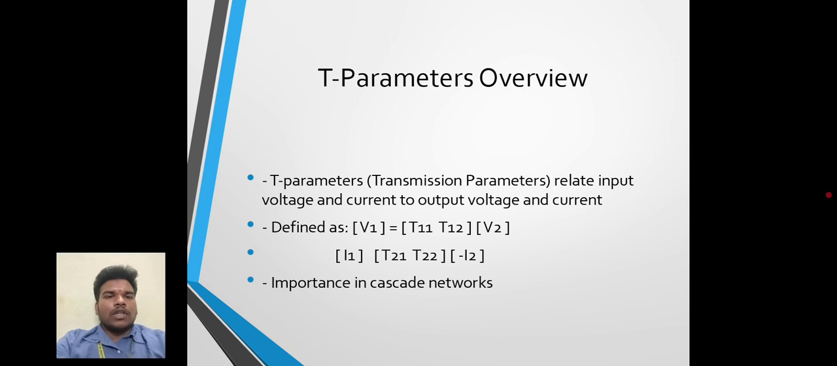T parameters overview, that is nothing but transmission parameters. These relate input voltage and current to the output voltage and current. It can be defined as V1 is equal to T11 V2 minus T12 I2, and I1 is equal to T21 V2 minus T22 I2. It can also be written as V1 is equal to A times V2 minus B times I2, and I1 is equal to C times V2 minus D times I2. It is a very important aspect in cascading networks.